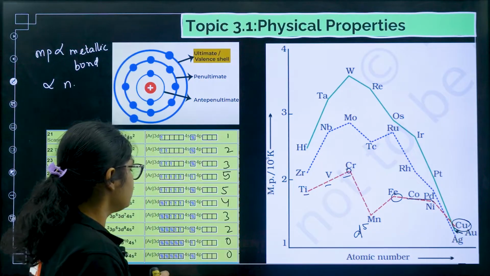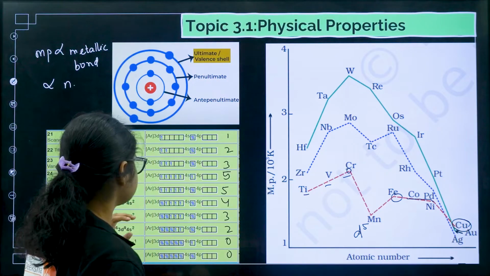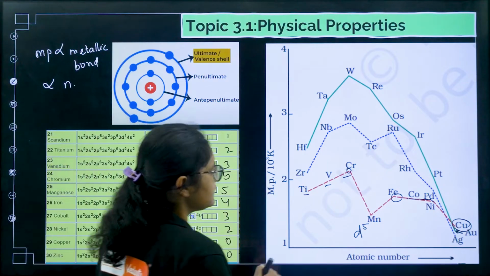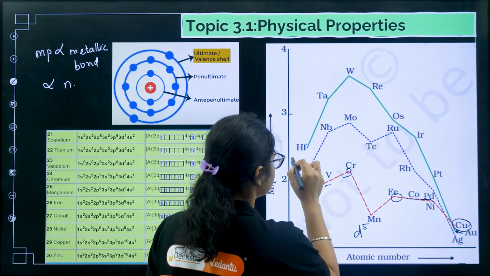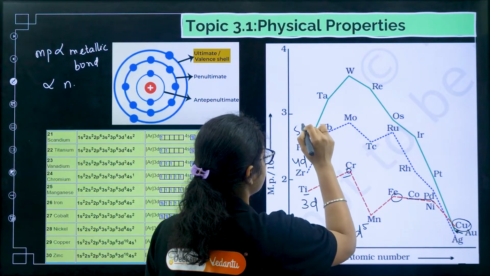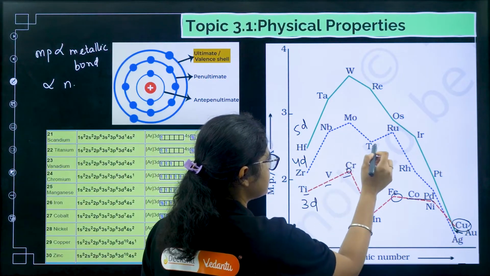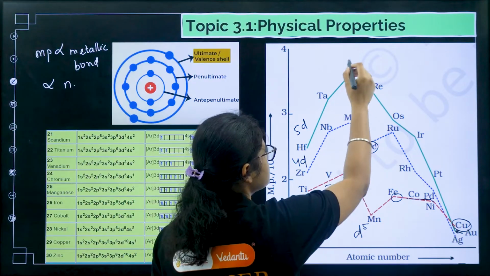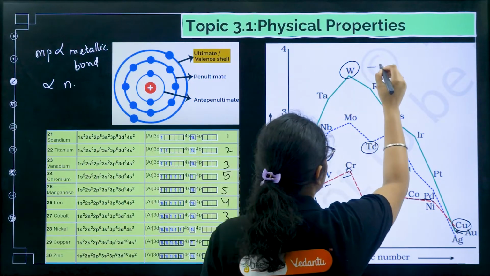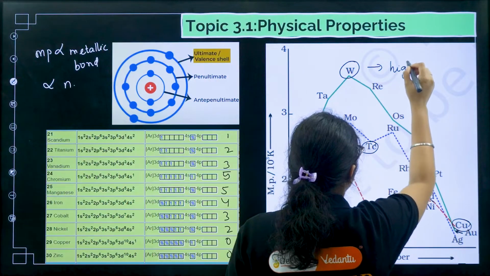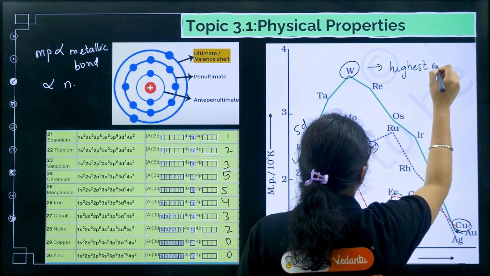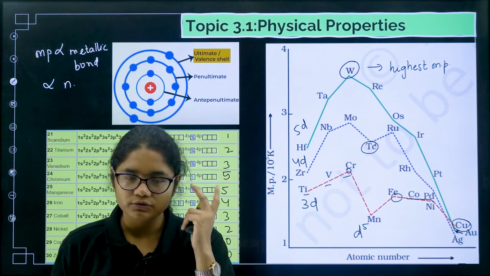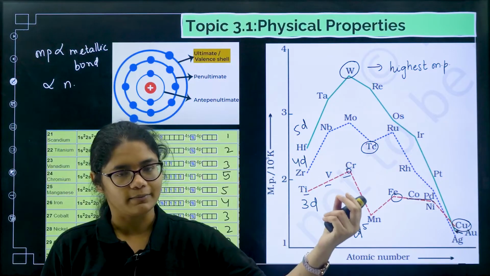Now, coming to this one, this is the 3d series, right? This is the 4d series and this is the 5d series. You can see the same thing happens for technetium also, its melting point is less. And tungsten, if you remember, has some speciality, that is, it is the element with the highest melting point. Okay, clear? So the two things that you have to remember, melting point depends on metallic bonding.